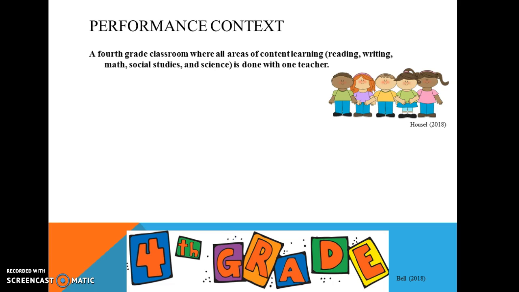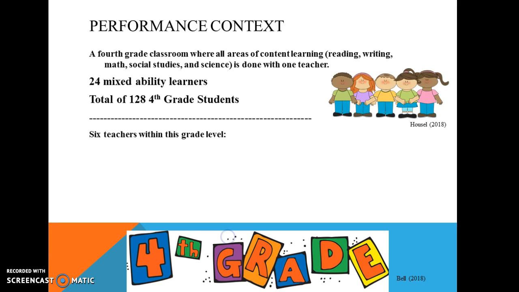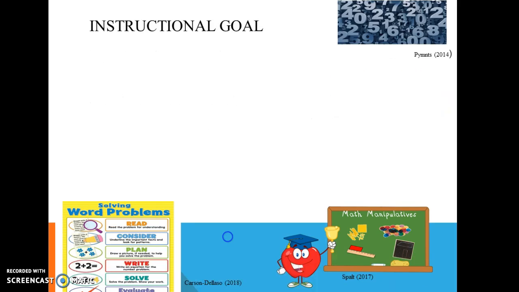In my fourth grade classroom, I teach all subjects: reading, writing, math, social studies, and science. There are 24 mixed ability learners with a total of 128 fourth grade students in the school. There are 6 teachers. 2 are SAM teachers, meaning they teach special education students as well as regular education students. There are 2 regular education teachers, and there are 2 Chinese immersion teachers, meaning one teaches the Chinese part and the other teaches the English part.